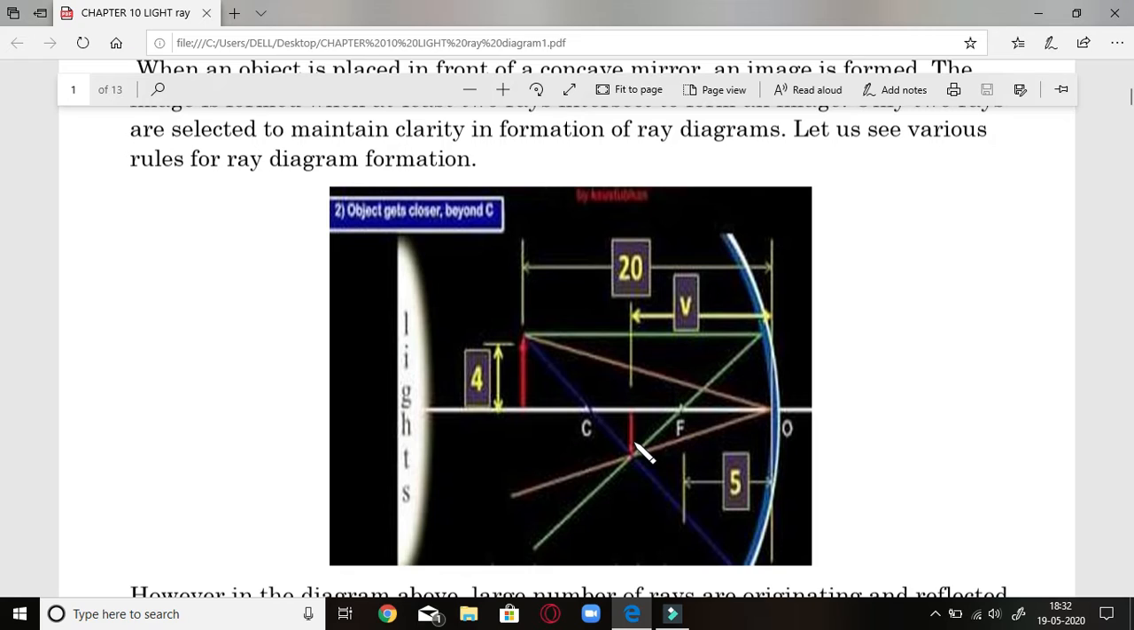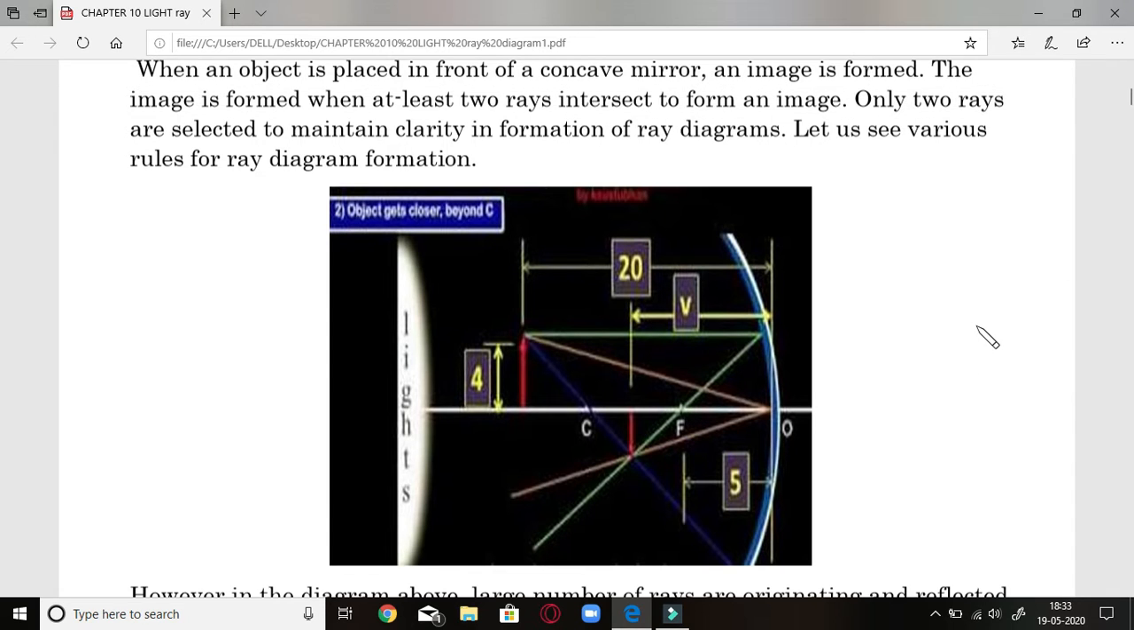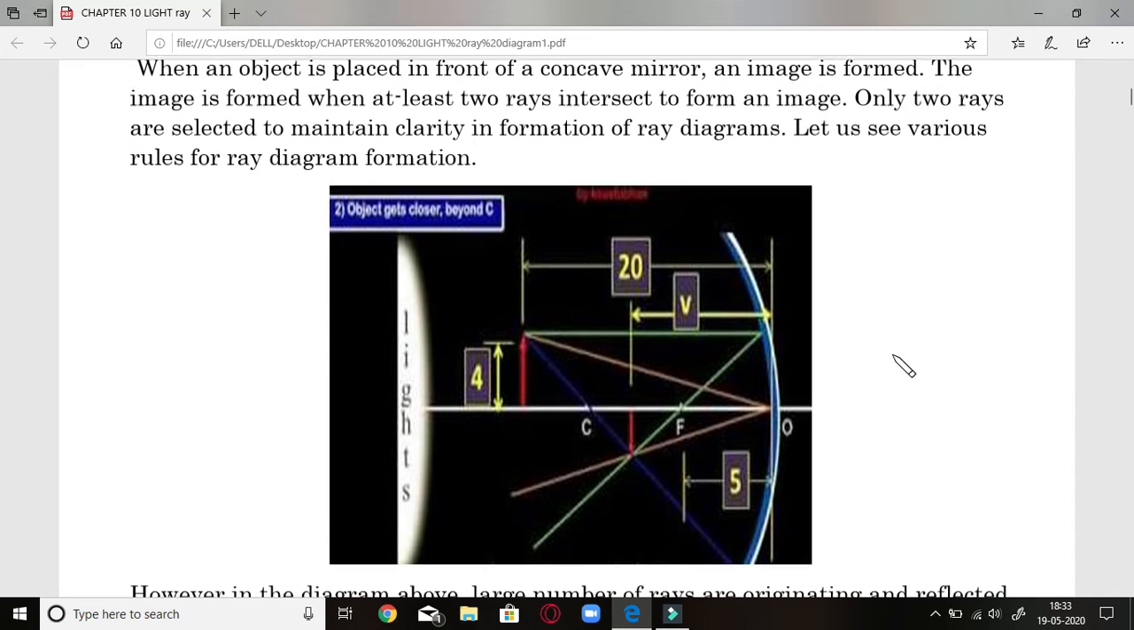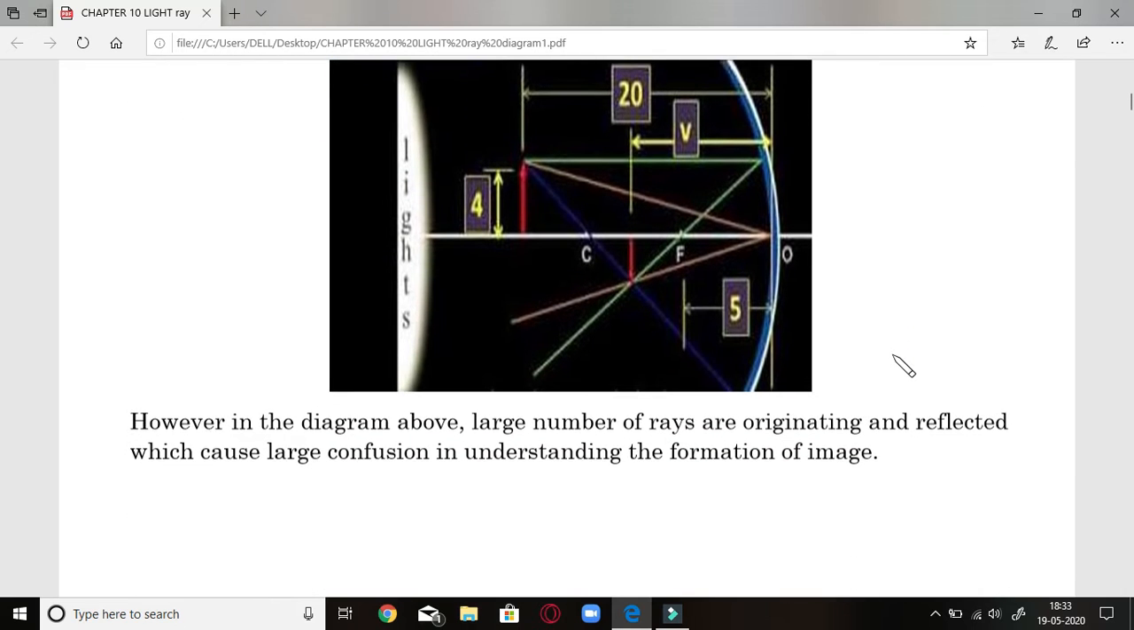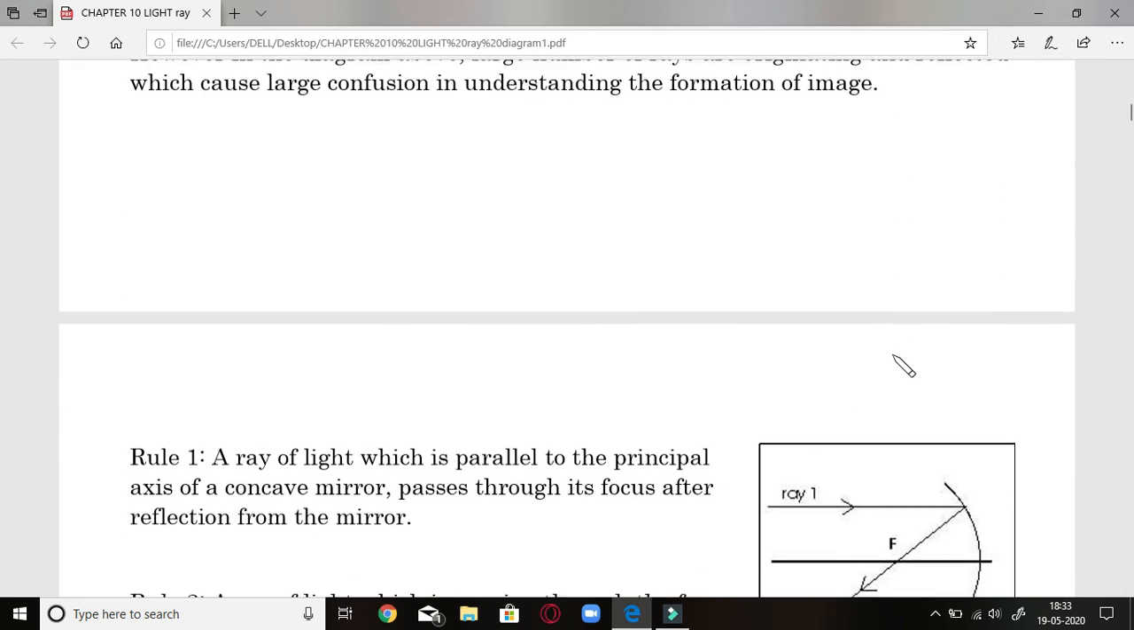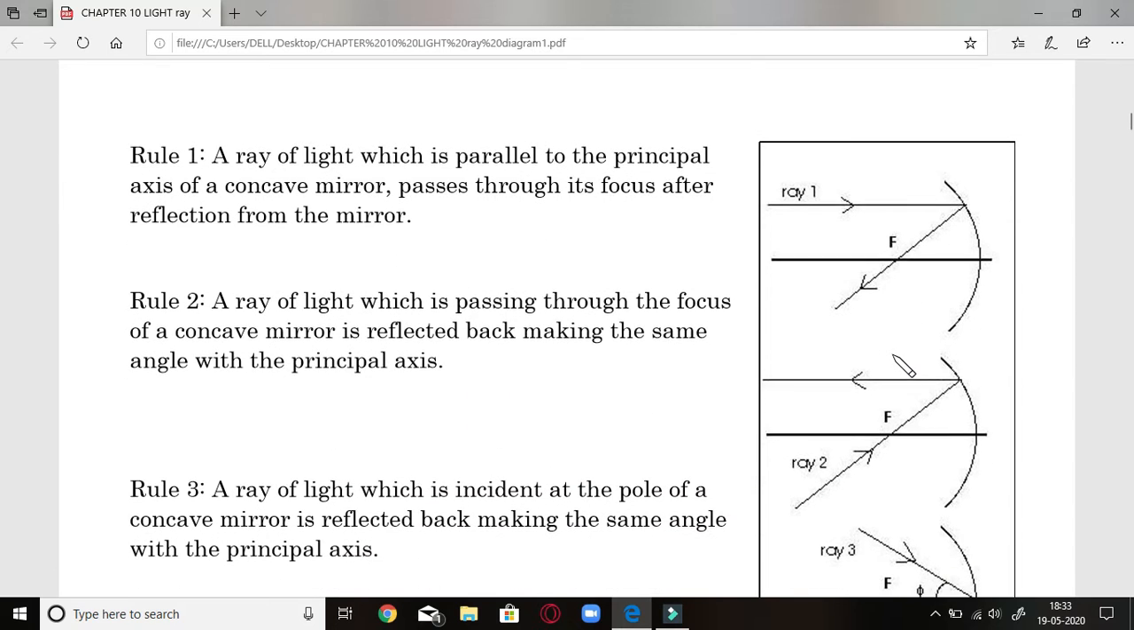So we can select six places where the convergence can be shown by the concave mirror. But you know, a large number of rays are not at all required. For the clarity and formation of the image through ray diagram, we need only and only two rays so as to make the image. Okay, now let us see by placing the object at these points how we can get the image. Now first, there are certain rules, kids, that we have to follow.